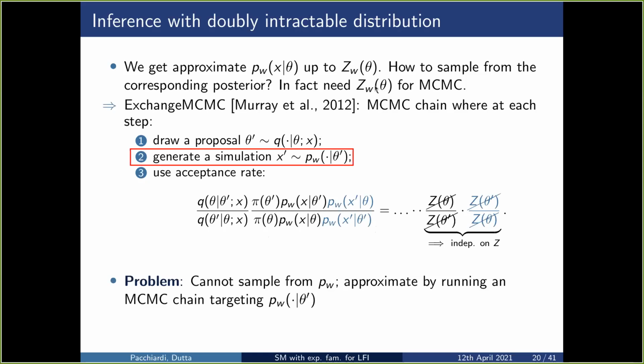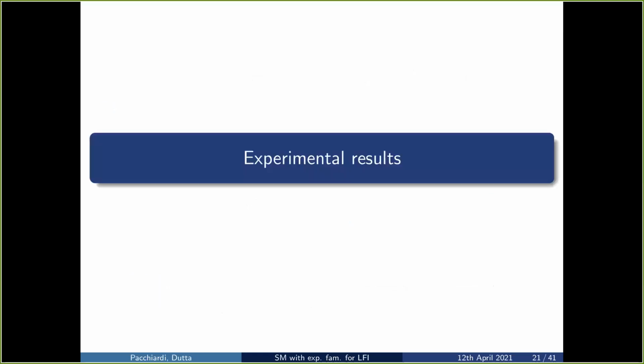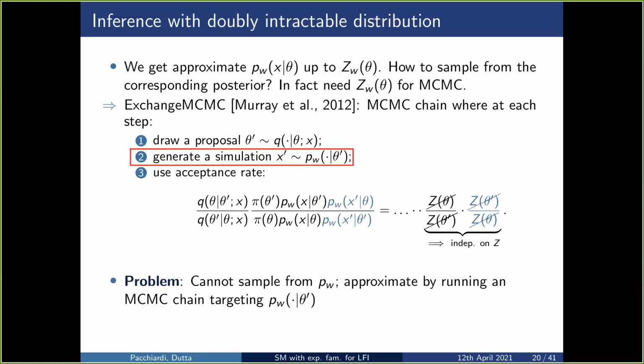Another problem we noticed when we want to use this is that we cannot sample from the PW. So we needed to approximate by running another MCMC chain targeting PW. So in a sense, we are doing two MCMC chains, one targeting theta, and one inside targeting the distribution of PW of X. That's our proposed algorithm, and we call it Exchange SM. There are lots of theoretical guarantees for this algorithm available already in the literature, so you don't need to do anything new. And so now, finally, we have two algorithms.